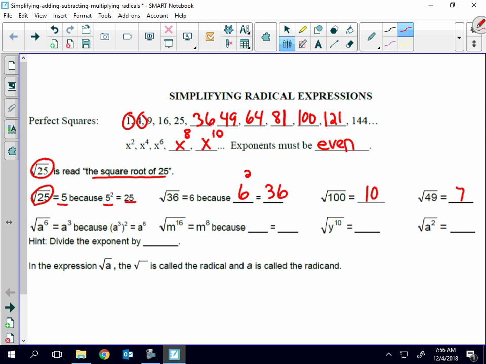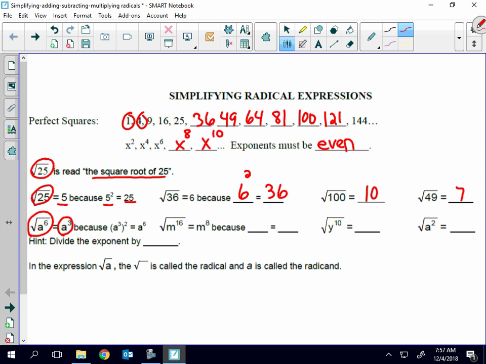And then, of course, now we do it with some variables. So notice that when you have a variable, you're not taking the square root of the exponent, you're taking the square root of the whole thing. And when you take the square root of the whole thing, it just halves the exponent. So the exponent gets divided by 2, basically.